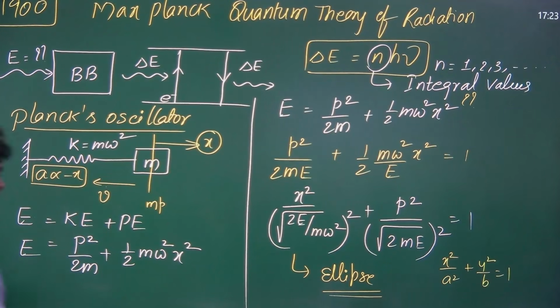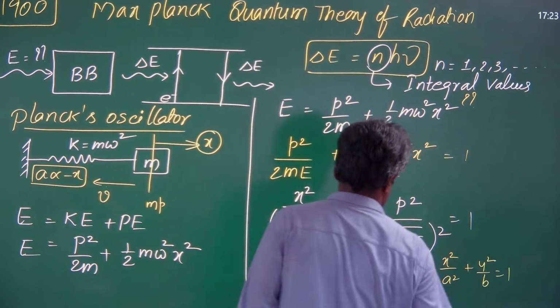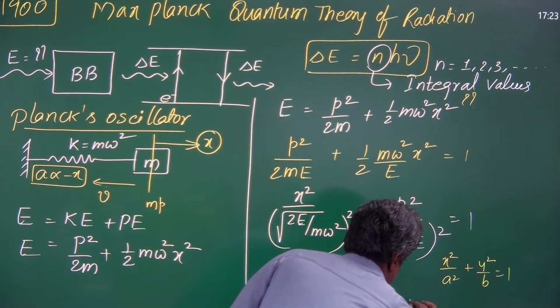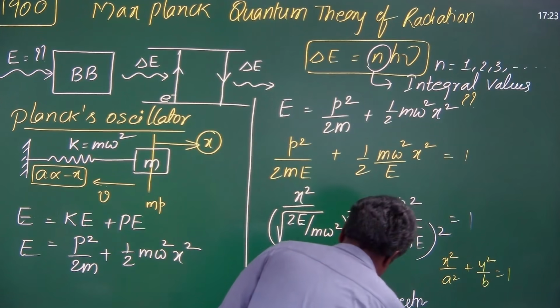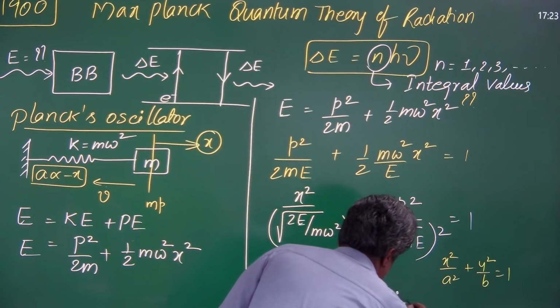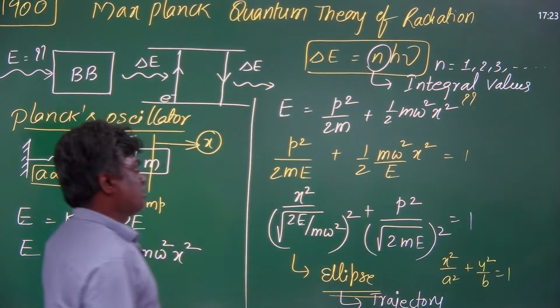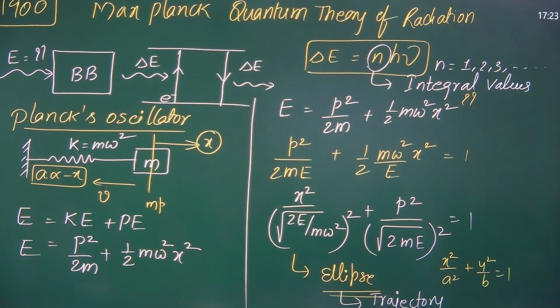So this was the previous CSIR question, the trajectory. This is the trajectory of an oscillator in phase space.